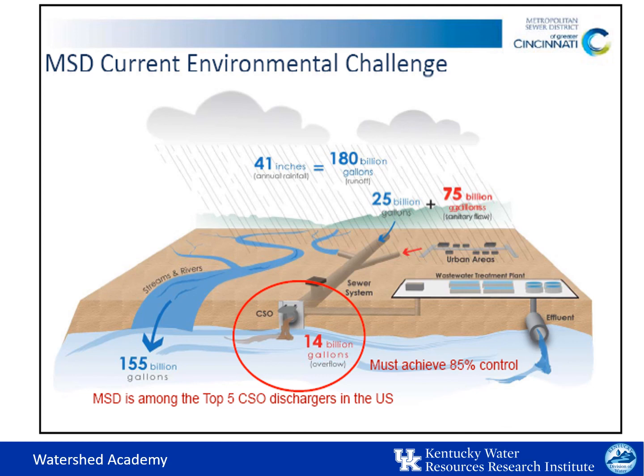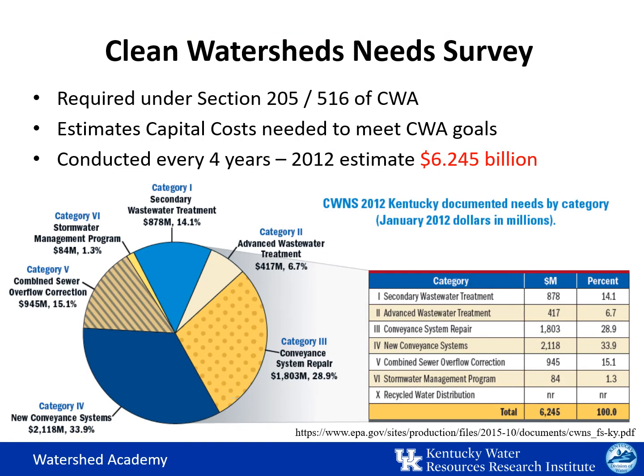storm systems where possible. The Clean Water Act requires that each state estimate the capital cost required to meet the Clean Water Act goals for wastewater planning. The 2016 survey was not available at the time in which this presentation was developed, but the cost was $6.2 billion in 2012, with the most expenses needed to address the wastewater system repair, new systems, and the correction of the combined sewer overflows.